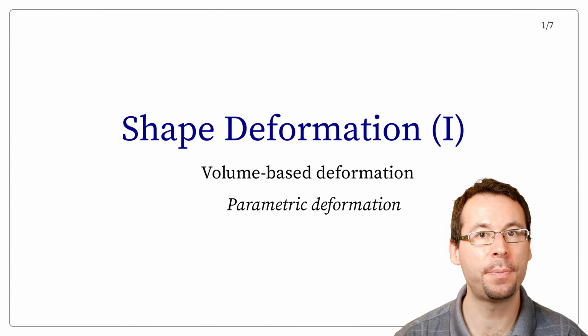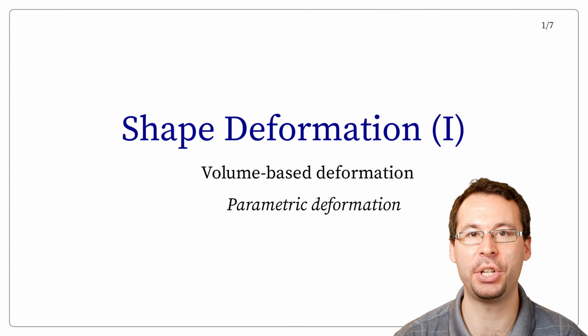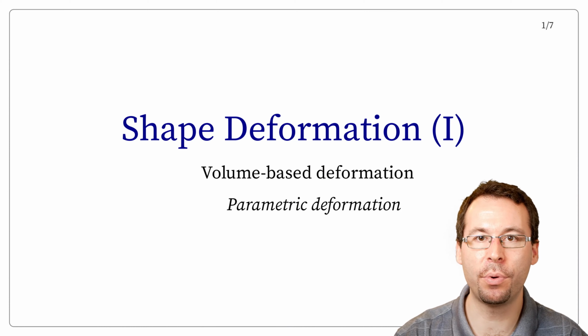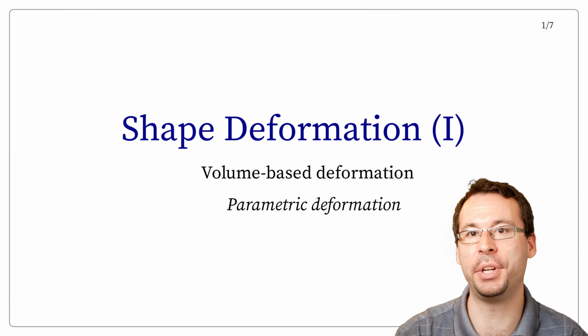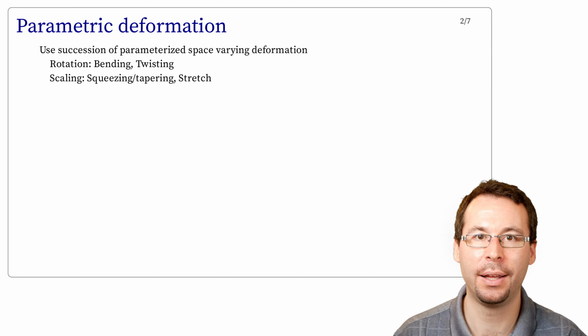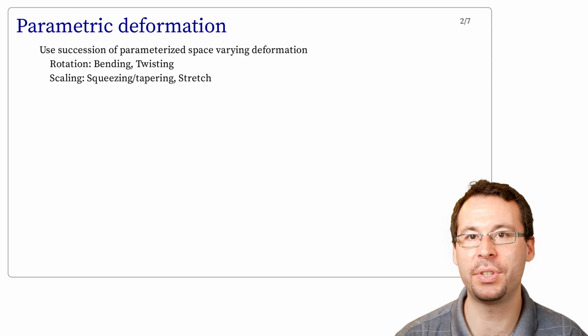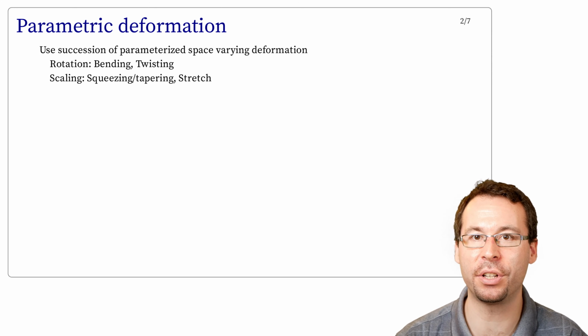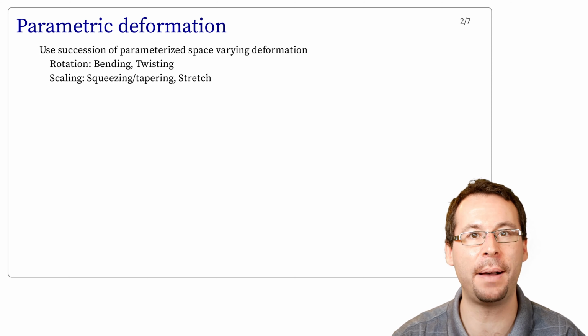So this is the first part related to shape deformation. And in this first part, we will see briefly volume-based deformation using parametric settings for an interactive use. So parametric deformations consist in explicitly defining the transformation from a few sets of parameters.